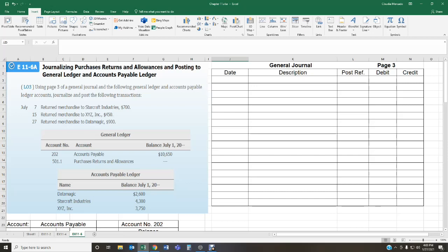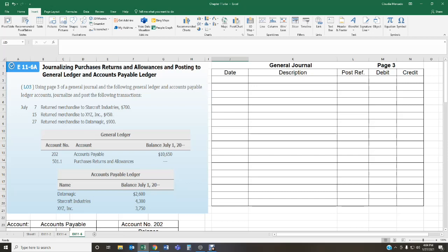Account number 202 for accounts payable, 501.1 for purchases, returns, and allowances, and their balance as of July the 1st. Accounts payable has a beginning balance of $10,650. Purchases, returns, and allowances does not have a balance. And then for our accounts payable ledger, we have the name of 3 companies: Data Magic with a balance of $2,600, StarCraft Industries $4,300, and XYC $3,750. Okay, so this is all of the information we need.